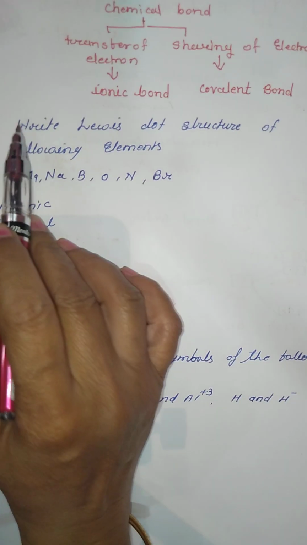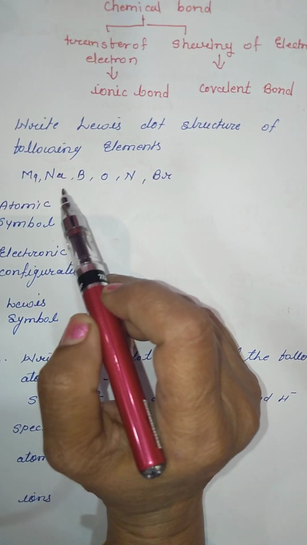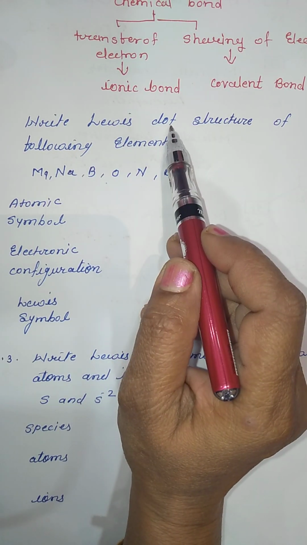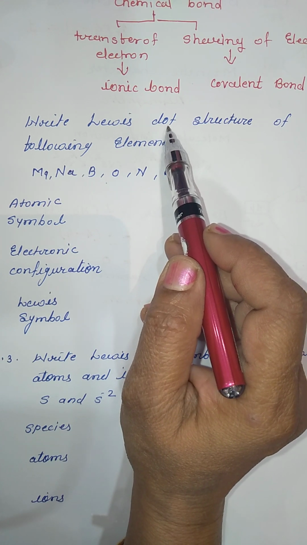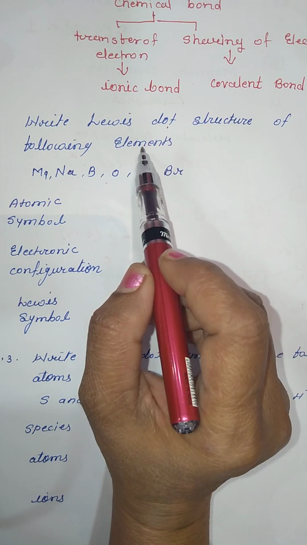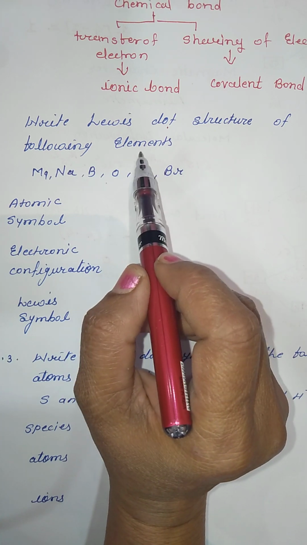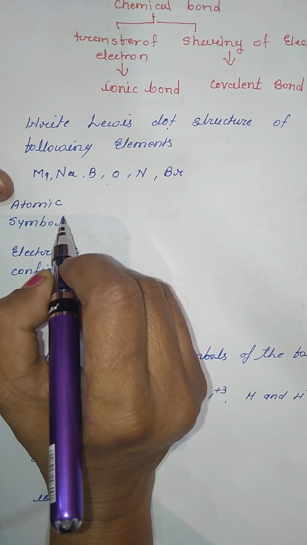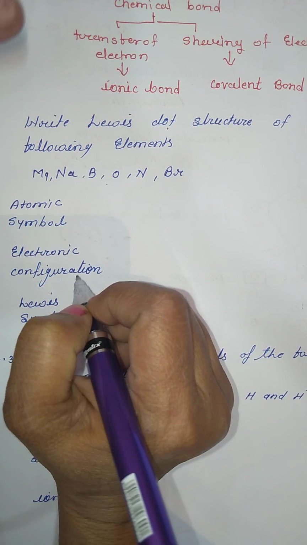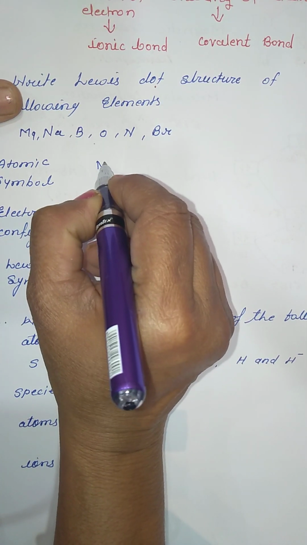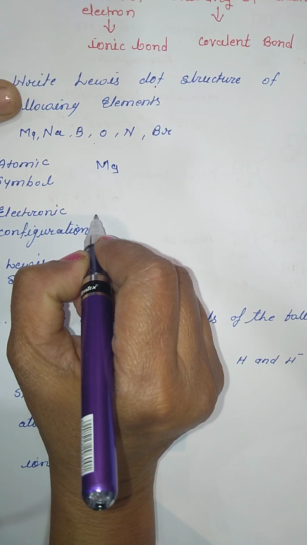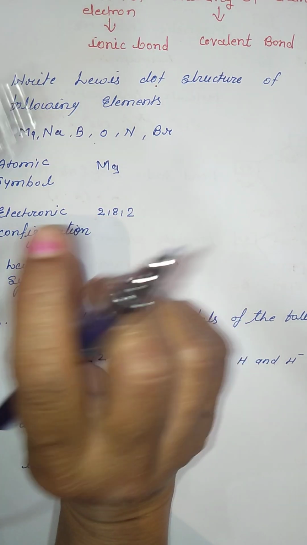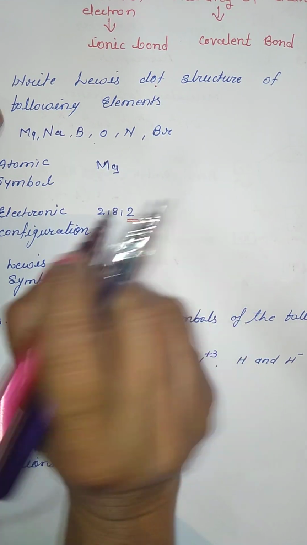Now next, write the Lewis dot structure of the following elements. Here elements are given, and we have to write the Lewis dot structure. Children, it is called a dot structure where we show the outermost electrons in the form of dots. Now, when we are going for the electron dot structure, we should know the electronic configuration. So first of all we will go for magnesium. What is its electronic configuration? The electronic configuration is 2, 8, 2. Now you can see that these 2 electrons are the outermost electrons.